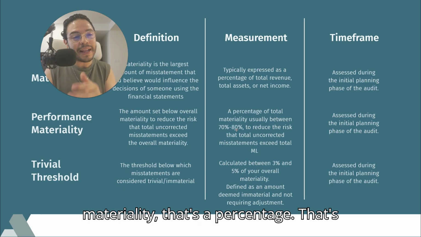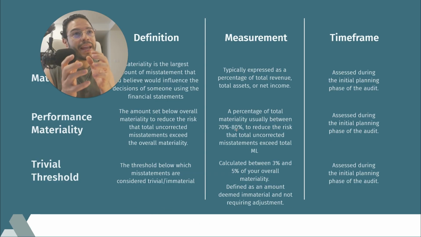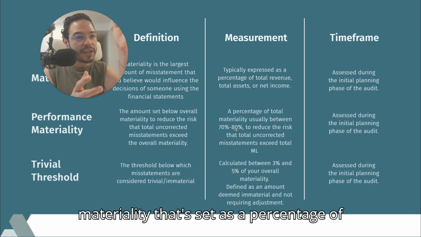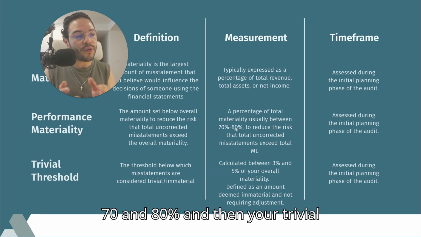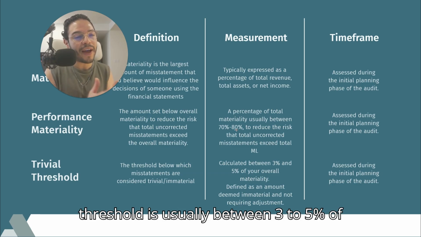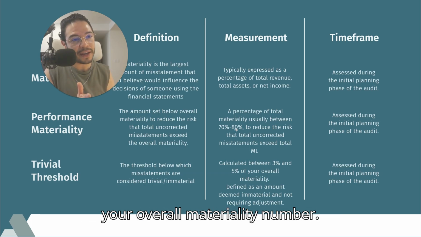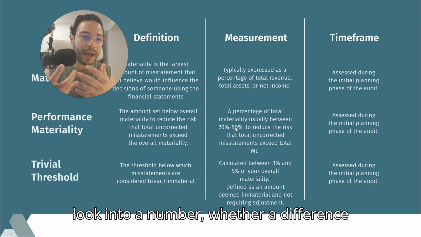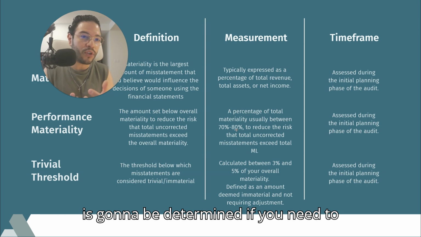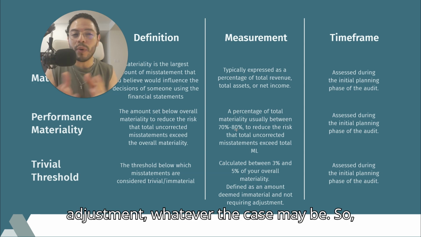Performance materiality, that's a percentage, that's a number, that's the number below materiality that's set as a percentage of your total materiality, typically between 70 and 80%. And then your trivial threshold is usually between 3 to 5% of your overall materiality number, and that determines whether you need to look into a number, whether a difference is going to be determined if you need to make an audit adjustment, a pass adjustment, whatever the case may be.